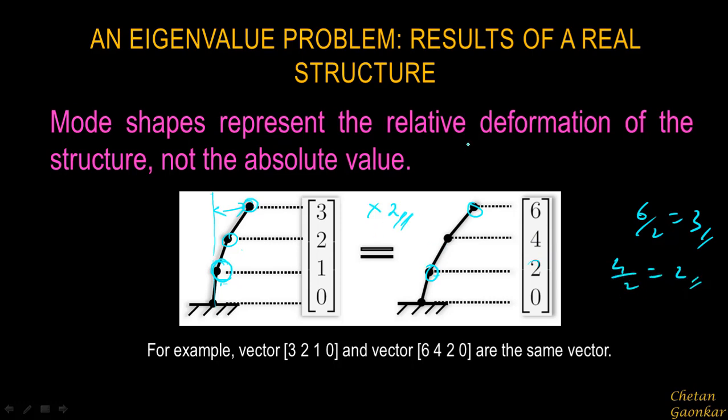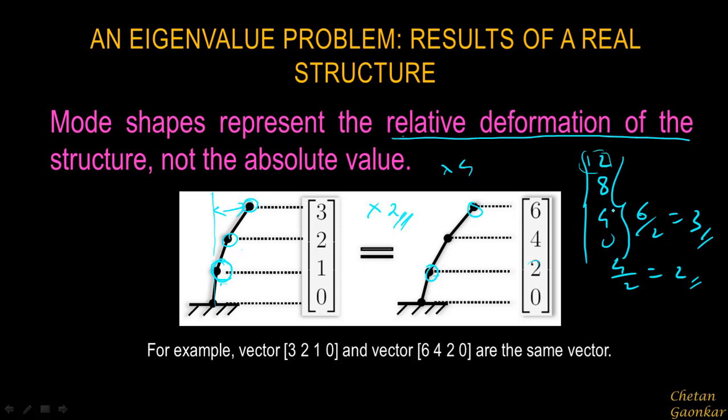So what I'm trying to say here is the mode shapes represent just the relative deformation and not the absolute deformation. This is very important. One may even try to multiply this by say 4. So 4 into 3 will be 12, 4 into 2 will be 8, 4 into 1 will be 4 and 0. So basically this third mass is still moving 3 times the first mass and so on. Please do not be under the wrong impression that the modal analysis gives us the absolute value. No, it will just give us the relative deformation of the structure.